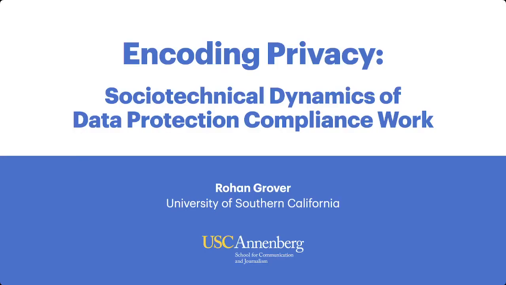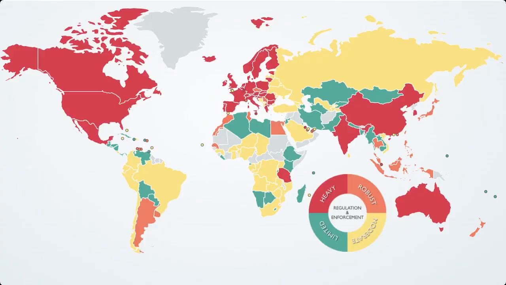Today I'll be talking about our paper, Encoding Privacy: Sociotechnical Dynamics of Data Protection Compliance Work. This paper is motivated by a need to understand the implications of data privacy laws that have been passed and implemented with increasing velocity since 2016. Two key examples are the General Data Protection Regulation in the European Union and the California Consumer Privacy Act.